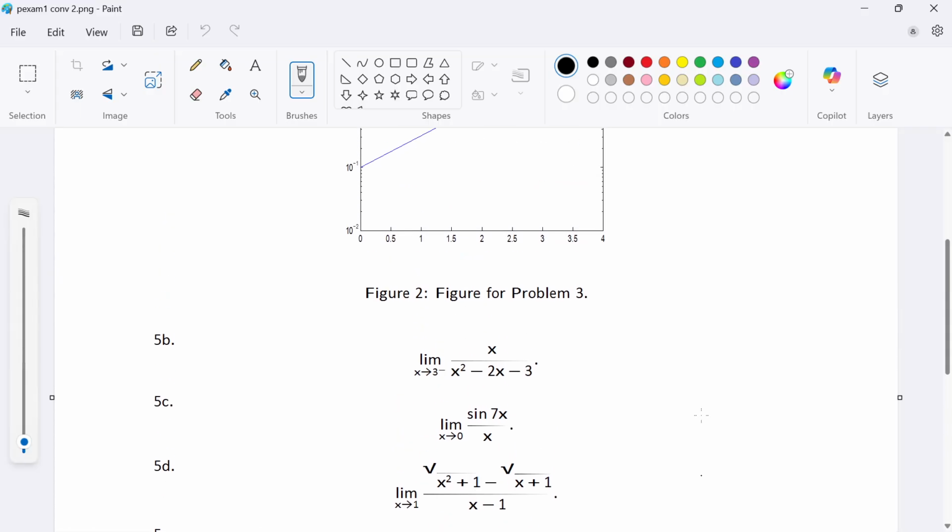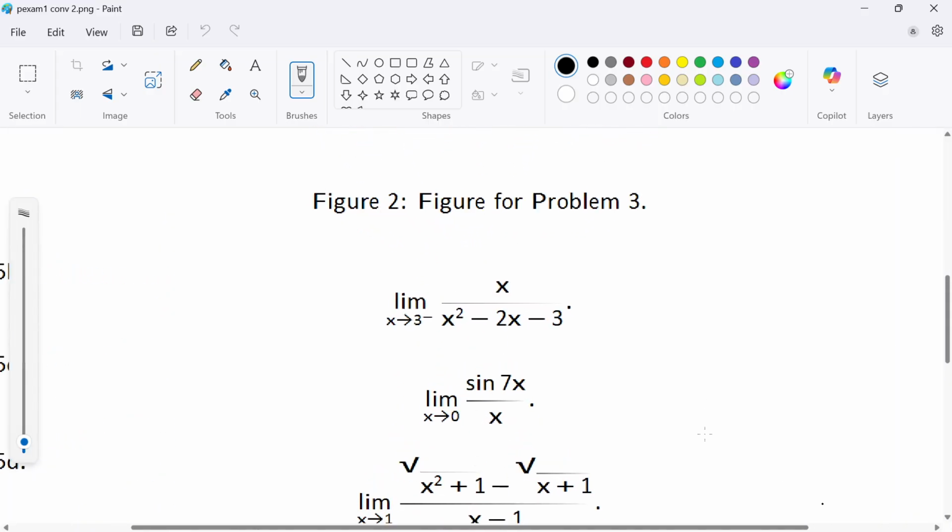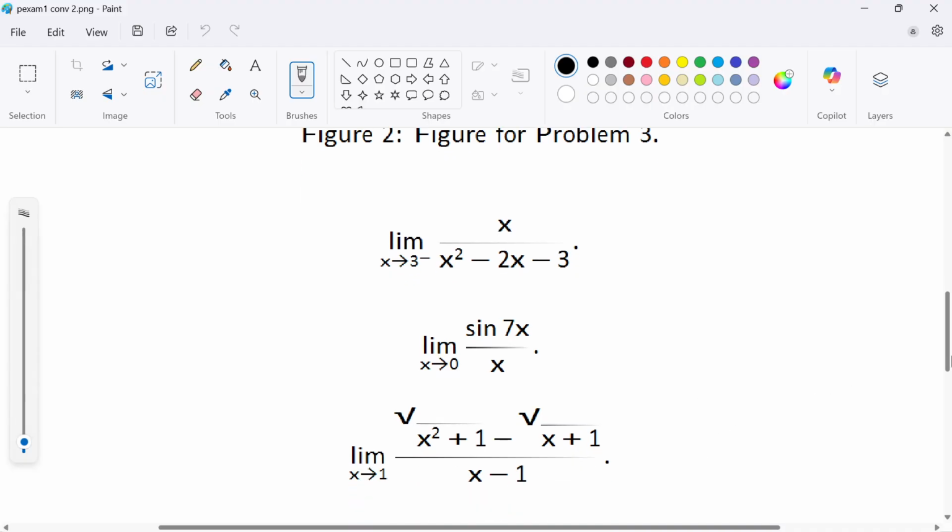All right, so 5b is a limit. It wants the limit as x approaches 3 from the left, something a little bit smaller than 3, of x over x squared minus 2x minus 3. Well, if I plug in 3, 3 squared is 9, minus 6, minus 3 is 0. It's division by 0, so it's undefined. I can't do that. So I'm going to have to do some factoring.